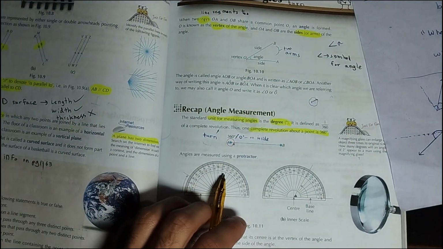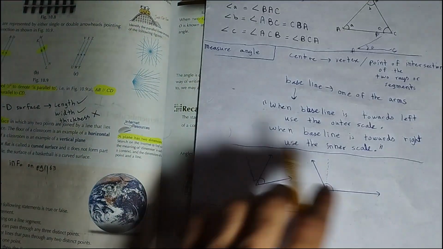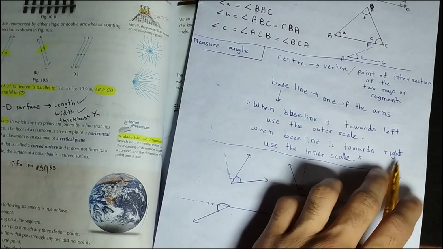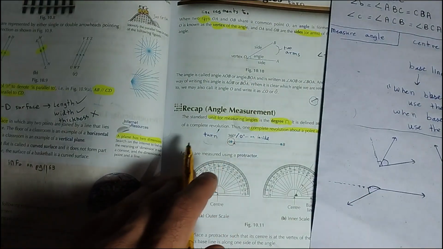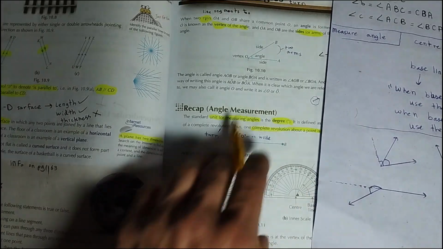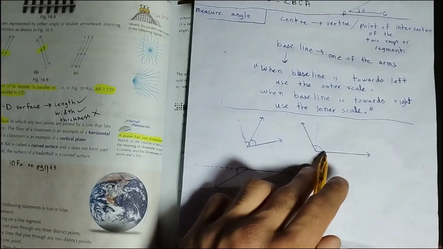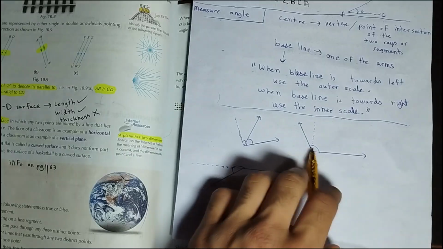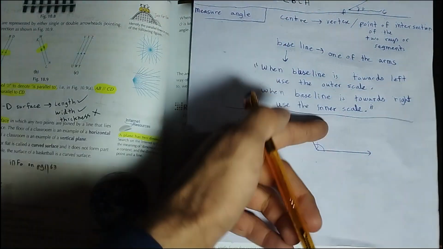So when are you going to use the inner scale? When you have the baseline going towards the right. And when are you going to use the outer scale? When you have the baseline going towards the left. Right now it's going towards the right. That's why I'm going to use the inner scale.